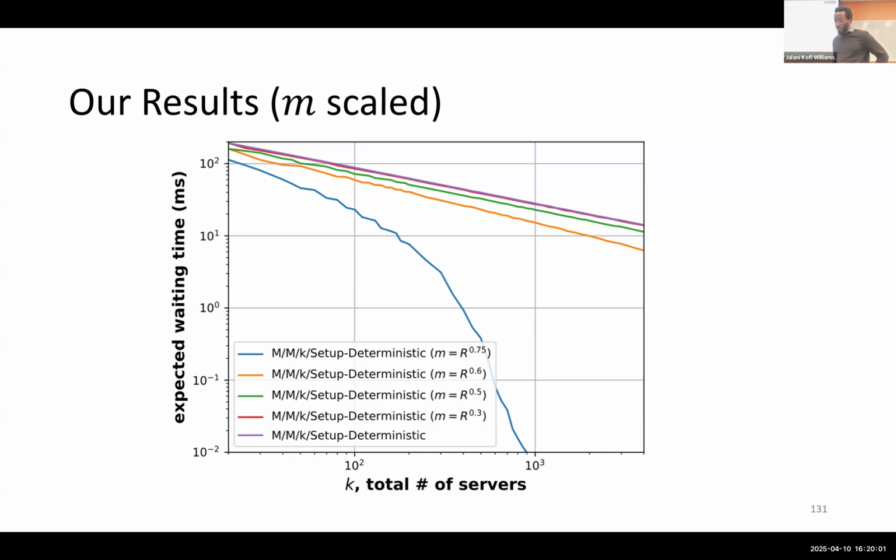But some of the other strategies that people use are things like using some kind of delayed off mechanism, or, if you're doing dynamic provisioning, oftentimes you'll be estimating the arrival rate within some window and using that to make predictions.